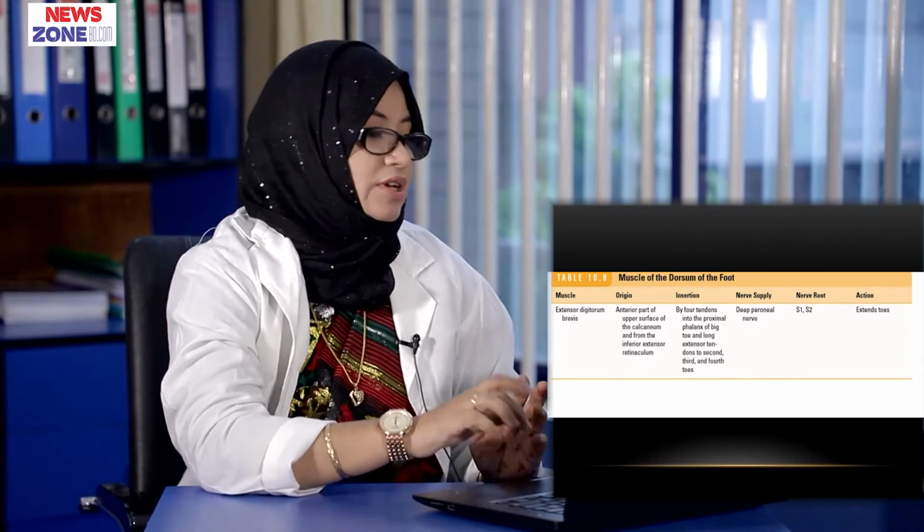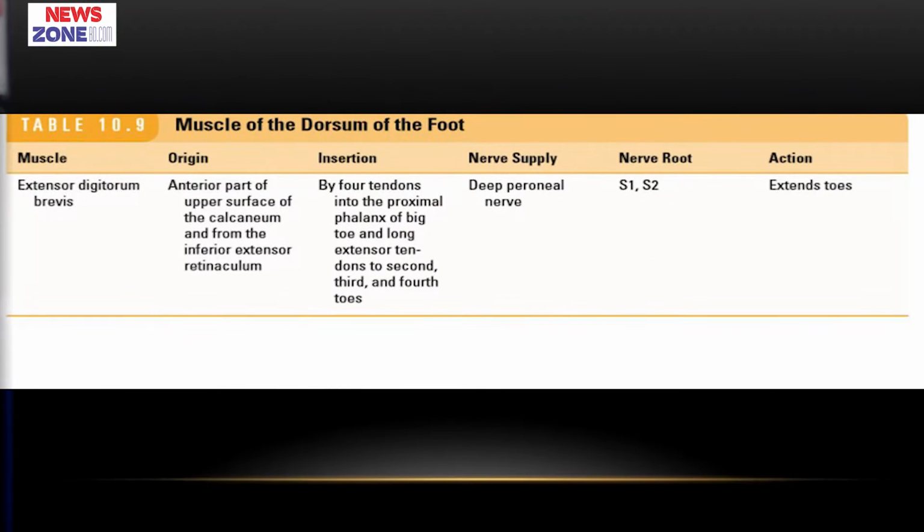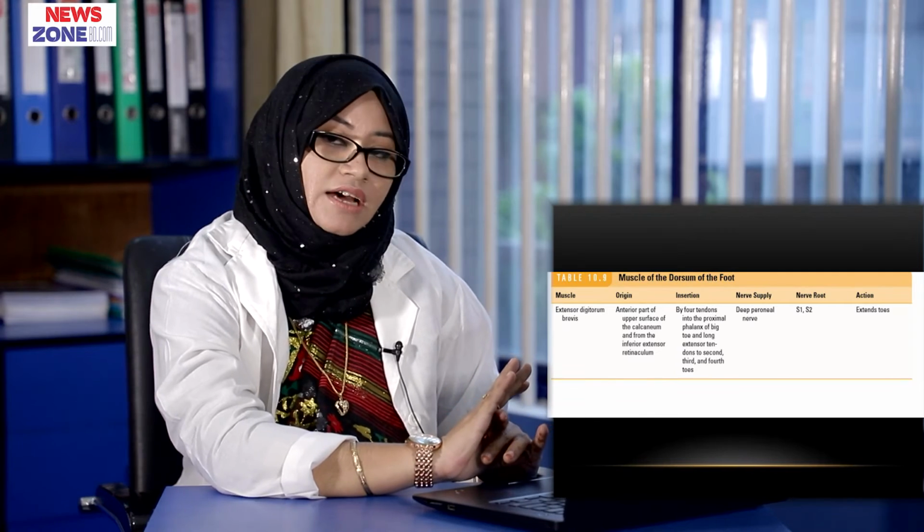Now, muscle present in the dorsum of the foot. This is extensor digitorum brevis, which originates from the anterior part of the upper surface of the calcaneum and from the inferior extensor retinaculum, and is inserted by 4 tendons into the proximal phalanx of the big toe and long extensor tendons to the second, third and fourth toes. And it is supplied by deep peroneal nerve and it helps to extend the toes.